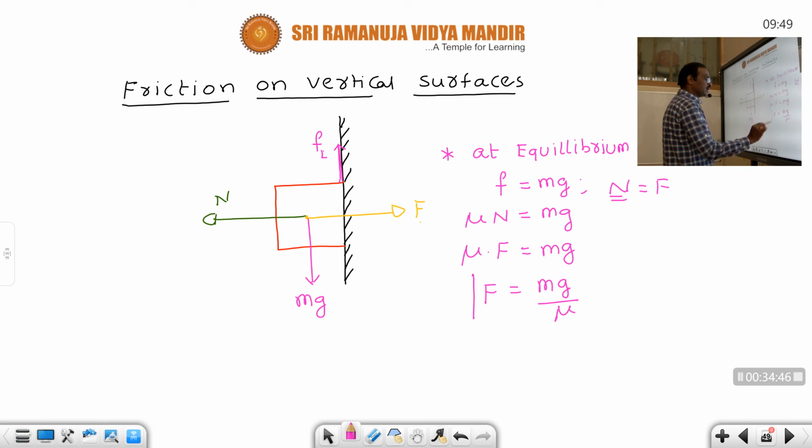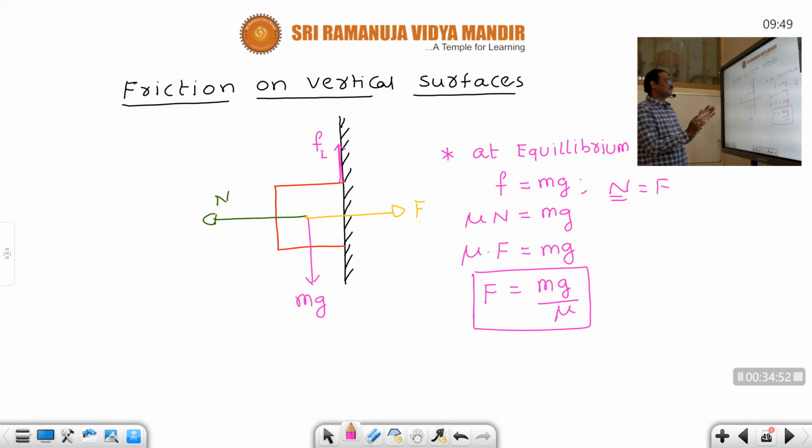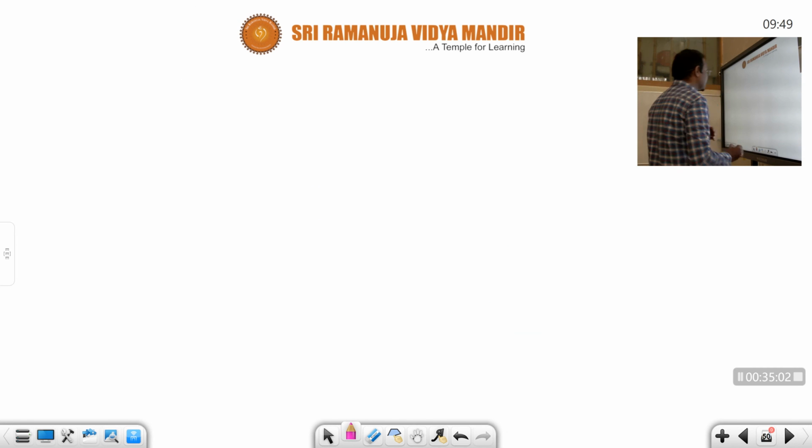F is equal to mg by mu. This is the amount of force required to keep the block on the vertical surface in equilibrium. This is the minimum amount of force. Now, here is another situation.